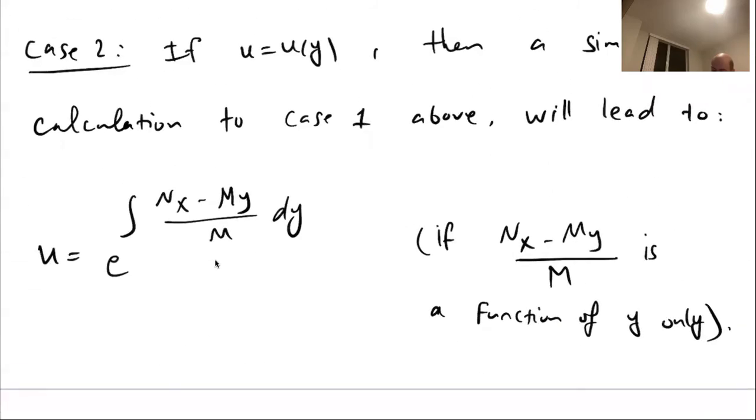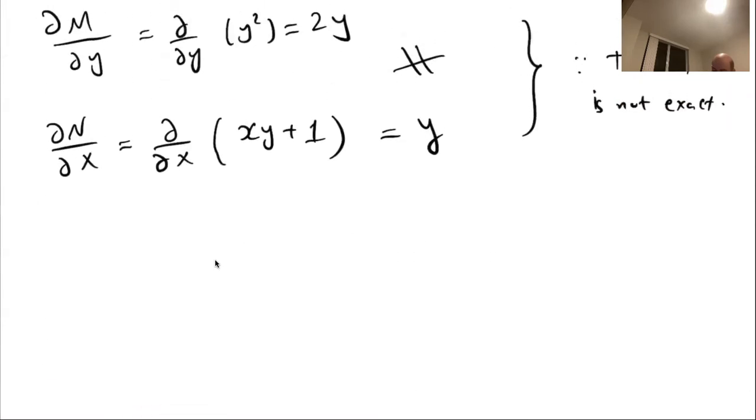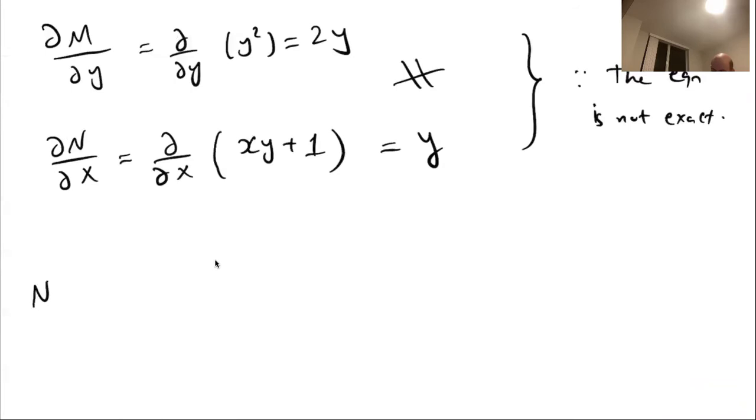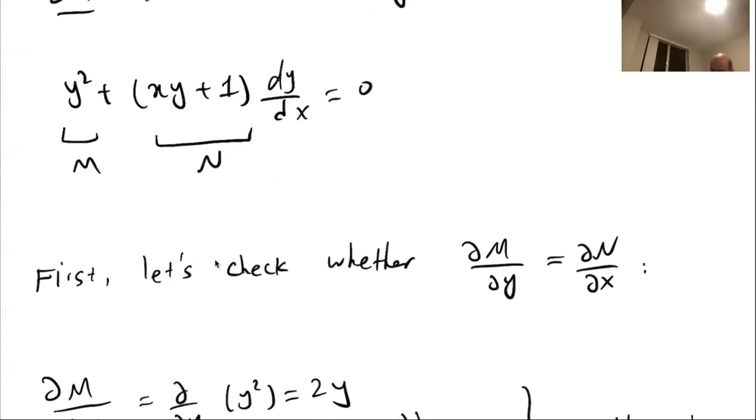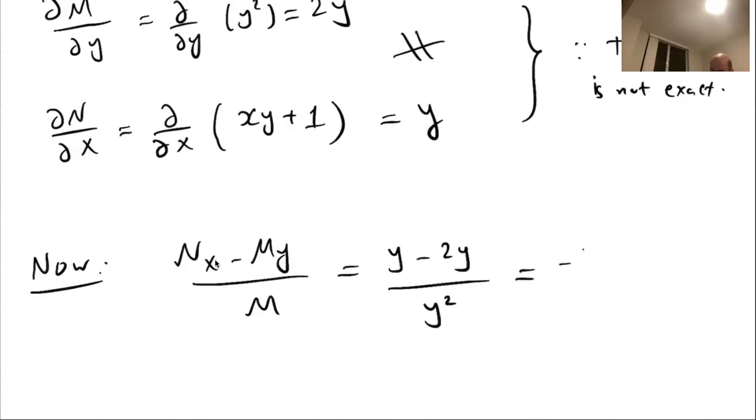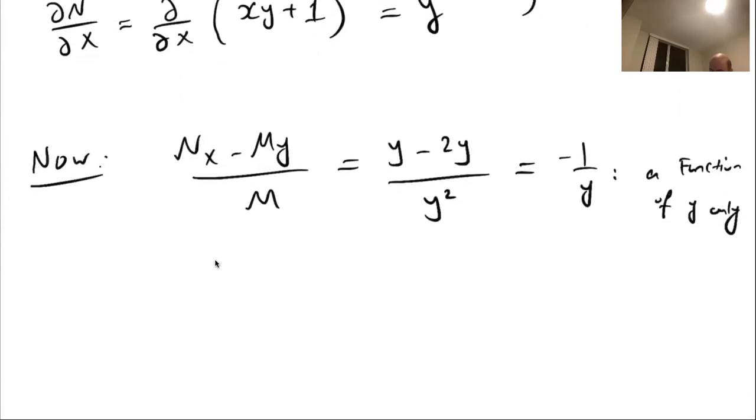What about the other possibility? Nx minus my divided by m. Is it a function of y only? This is y minus 2y divided by m, which is y squared. And this is minus 1 over y. This is a function of y only, that means we are in case 2 above.